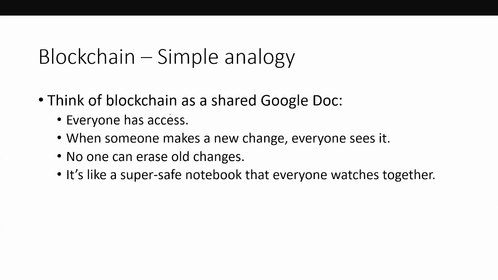And this is the simple analogy, right? You can think of it as a shared Google Doc where everyone has access to the Google Doc. And when someone makes a new change, everyone sees it. That's the transparency, right? And no one can erase the old changes. So changes cannot be erased. And it's like a super safe notebook that everyone watches together, right? So that's a simple way of understanding blockchain. Think of it as a shared Google Doc among many parties.